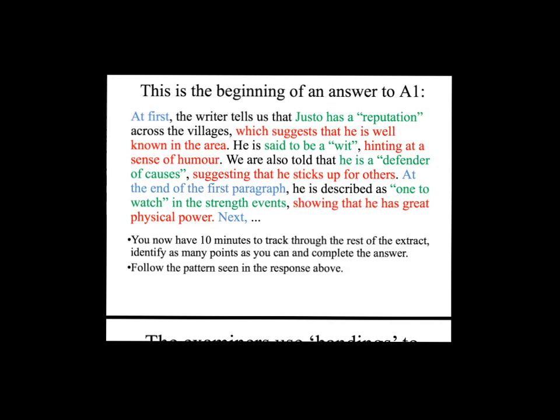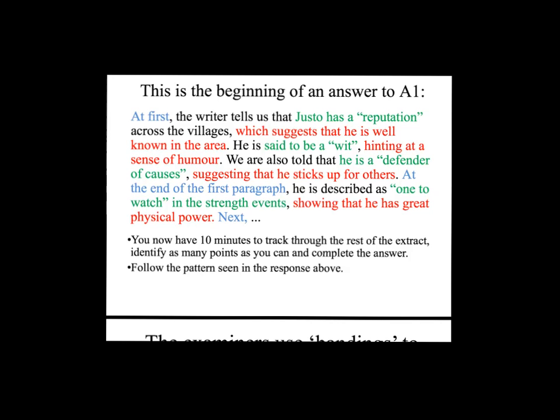And we've also got these lovely one-word quotations with reputation. A one-word quotation is something that the examiners look for because it shows a close reading of the text. Okay, so Justo has a reputation across the villages, which suggests that he is well known in the area. You really need to get this word suggests after you've quoted. He is said to be a wit, again, a one-word quotation, hinting at a sense of humour. We are also told that he is a defender of causes, suggesting that he sticks up for others.